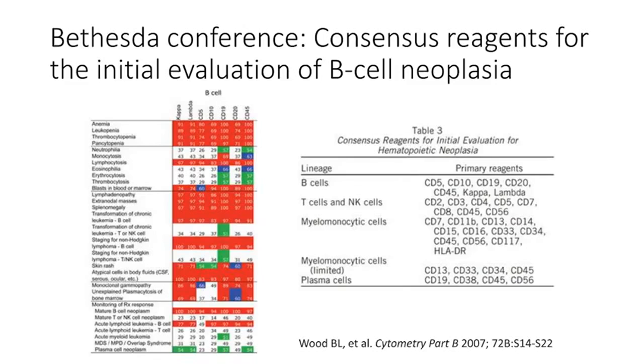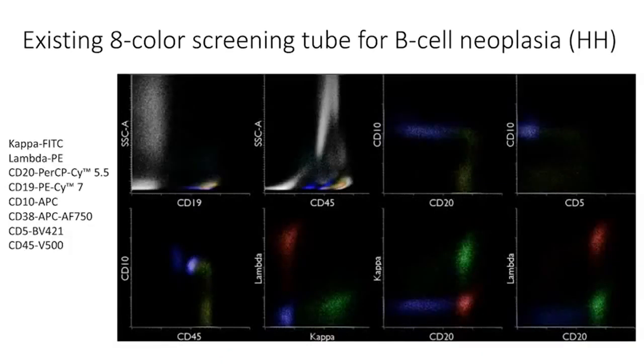Now around this time we had actually, in our lab, gotten brand new 8-color instruments, and we tried to develop panels in accord with the Bethesda conference recommendations. Next slide. And so about that time, we developed an 8-color screening tube for B-cell neoplasia that incorporated all of the recommendations of the Bethesda conference, as well as CD38, which can help you pick out plasma cells and B cells at different stages of maturation. And we've been using this tube now for 7 or 8 years.